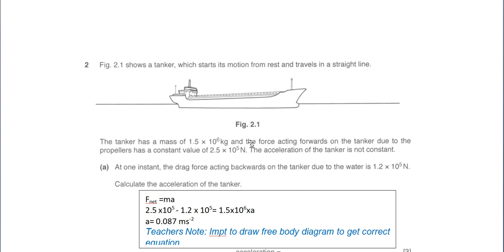Alright, we move on to question 2, which shows the tanker that starts its motion from rest and travels in a straight line. The mass of the tanker is given, the force acting forwards on the tanker is given as well here, and the acceleration of the tanker is not constant. At what instant is the drag force acting backwards on the tanker due to water this amount? Calculate the acceleration of the tanker.